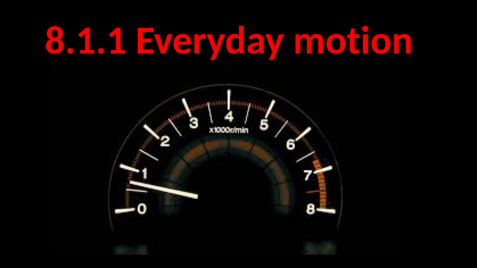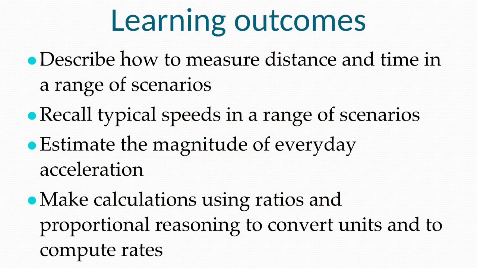Today we're going to be looking at everyday motion, which is P8 on the separate science course or P6 on the combined course. Our learning objectives today are to describe how to measure distance and time across a range of scenarios, recall typical speeds for those scenarios, and estimate the magnitude of everyday acceleration. Finally, we'll look at ratios and proportion and how these can be used to convert units.